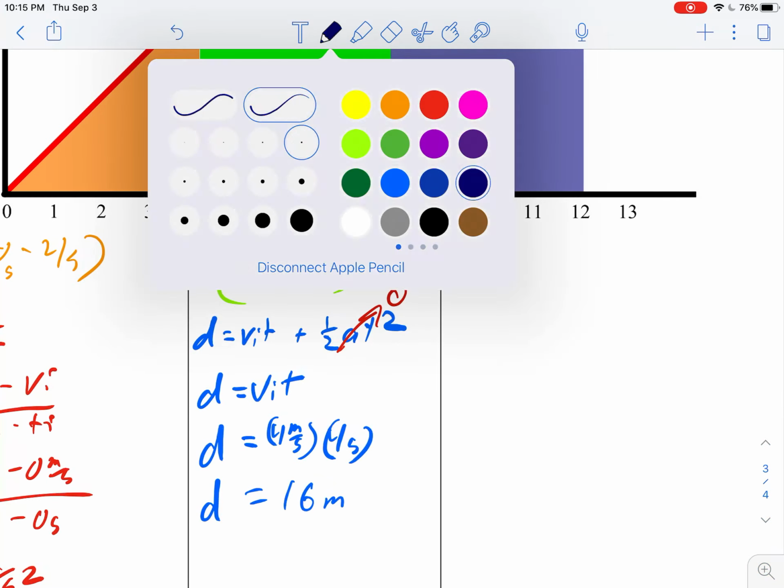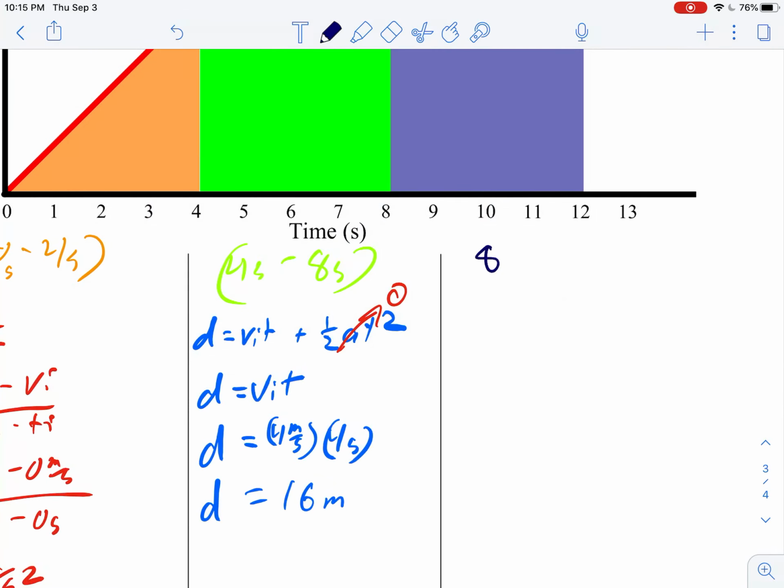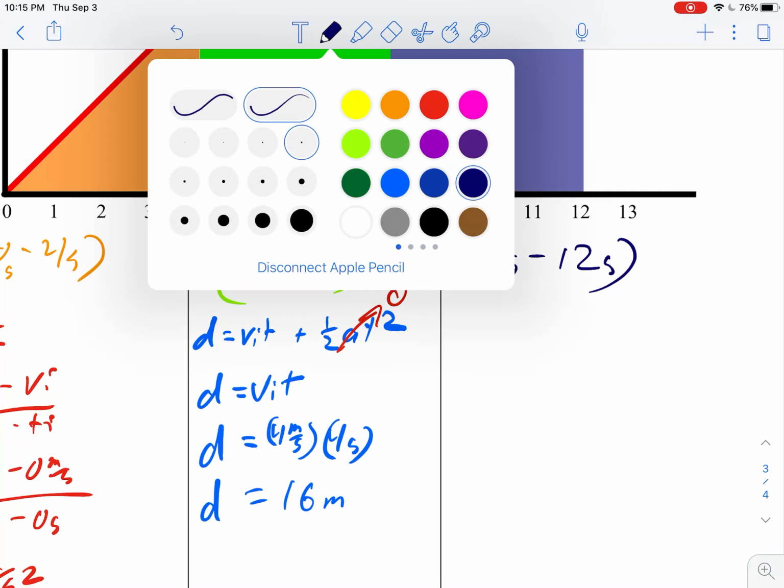Last segment, let's see, goes from 8 seconds to 12 seconds. All right.